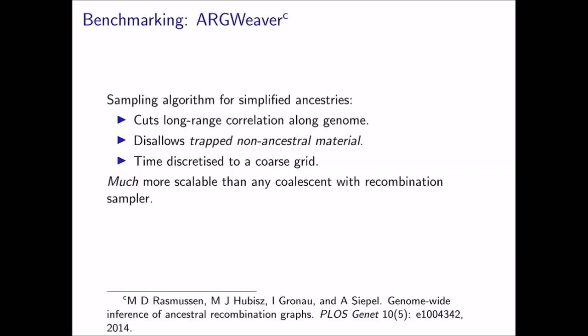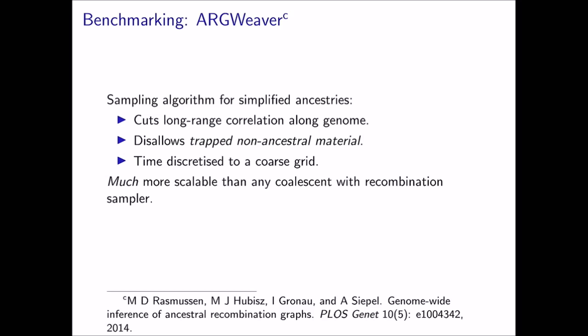Okay, so some benchmarking of how well or badly the resulting algorithm does. We benchmarked against something called ARGWeaver, which many people in the audience may or may not have heard of. It is a similar kind of Metropolis-Hastings algorithm, but using a simplified model with a lot of discretization and somewhat ad hoc disallowing of certain kinds of recombination events in order to reduce the size of the search space. So it's a much more scalable method, but using a more ugly model, if you like.